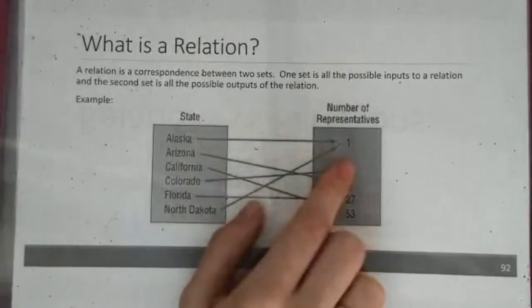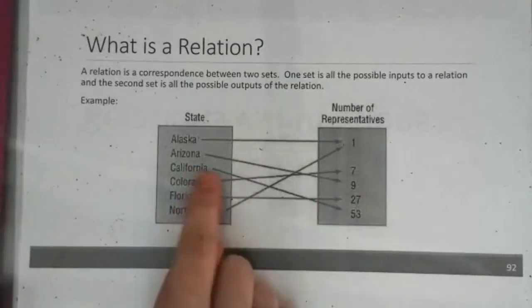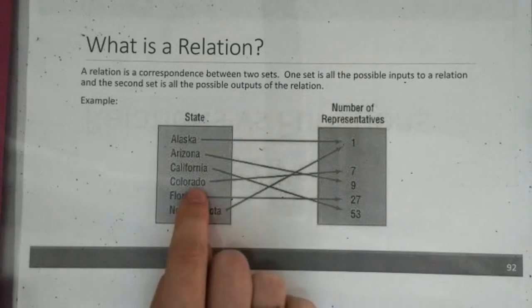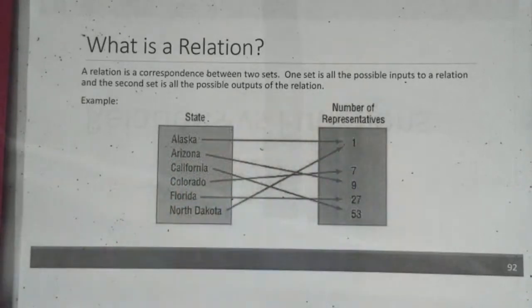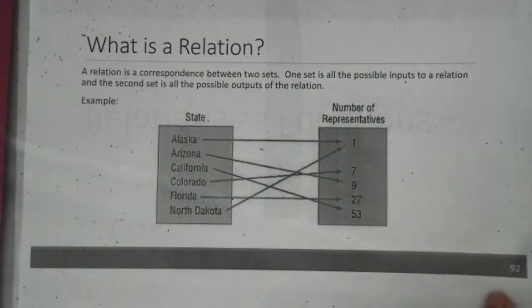So Alaska has 1, Arizona has 9, California has 53, Colorado has 7, Florida has 27, North Dakota has 1. So just saying, if I give you a state, then you can tell me the number of representatives that it has.